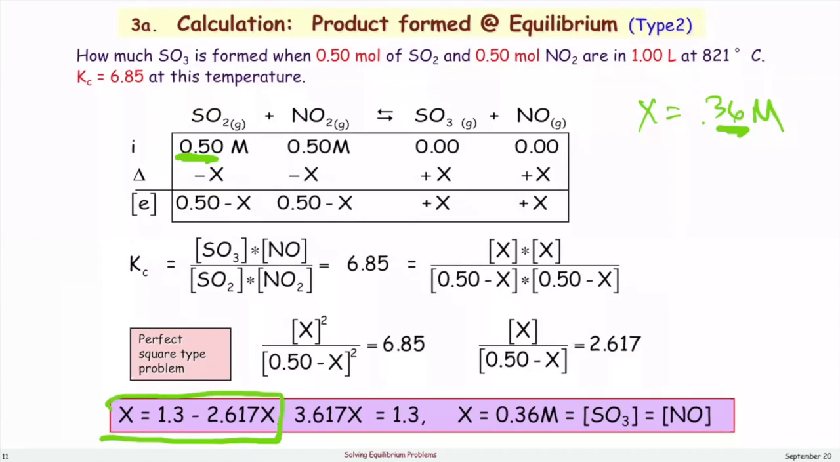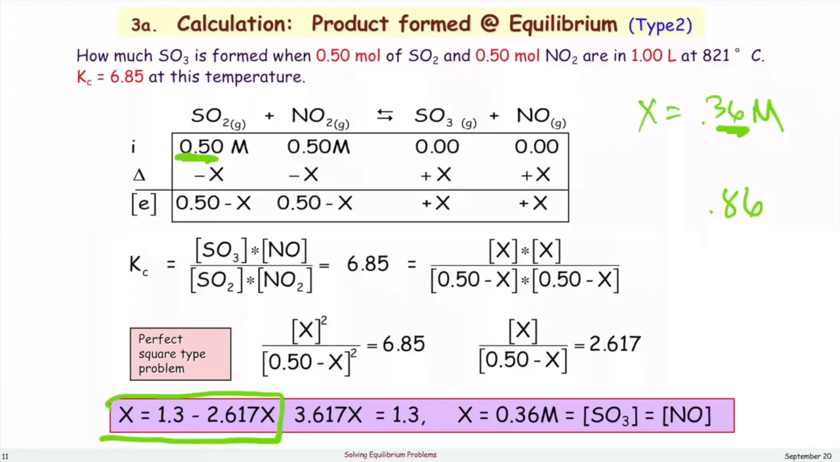Now, suppose you solve this math and you get 0.86 instead of 0.36. You know that doesn't make sense, because if you've got 0.5 and you subtract 0.86, that basically tells you that you're going to have negative mass. That does not physically make sense. So double check your answer. Don't just take it at face value. Make sure it makes sense chemically. Okay. And in this particular case, 0.36 certainly makes sense.